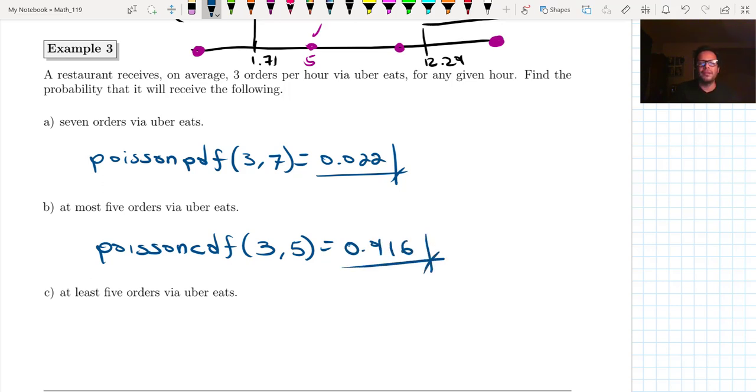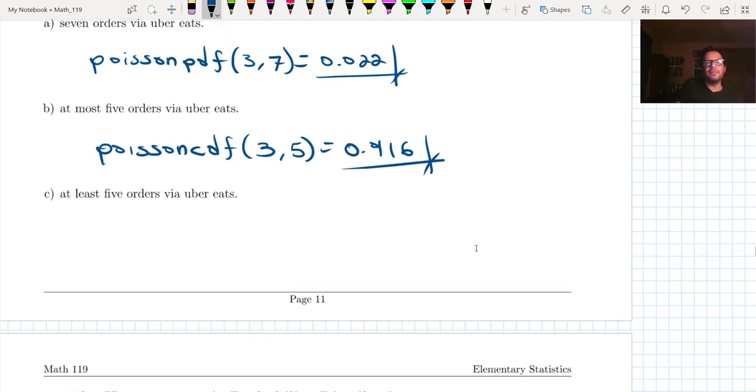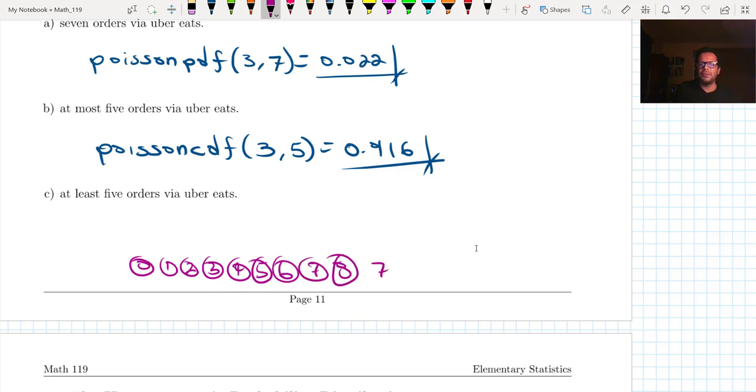0.916. Okay, at most 5 orders. Okay, so at least 5. Let me do the diagram just the same way I did it for the binomial distribution. 0, 1, 2, 3, 4, 5, 6. But in this case, when am I going to stop here? Because as opposed to the binomial distribution, for the Poisson distribution, there's no fixed number of trials, right? So this goes on forever.